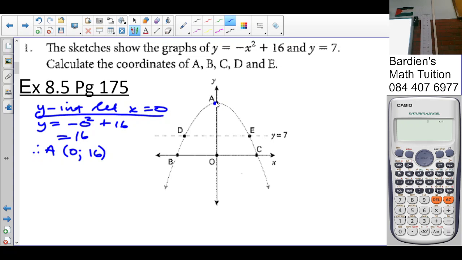How do you calculate B? B is your x-intercept. How do you calculate x-intercept? Let y equal to 0.